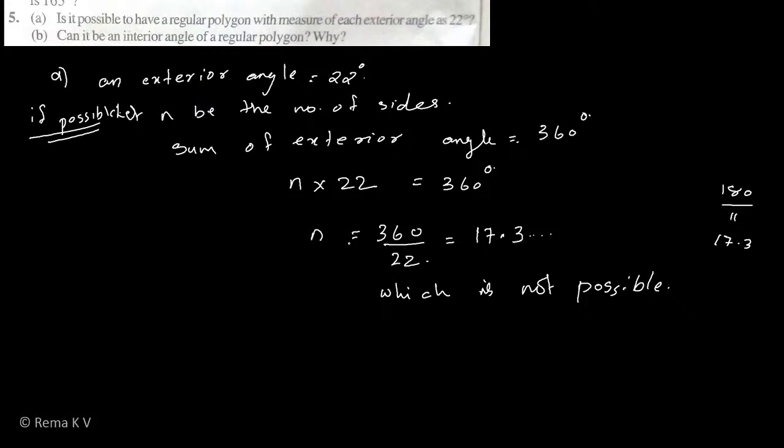Got the value of n as 17.3, but n is taken as the number of sides. So this 17.3 as the number of sides is not possible. So we cannot have a polygon with measure of exterior angle 22 degree.